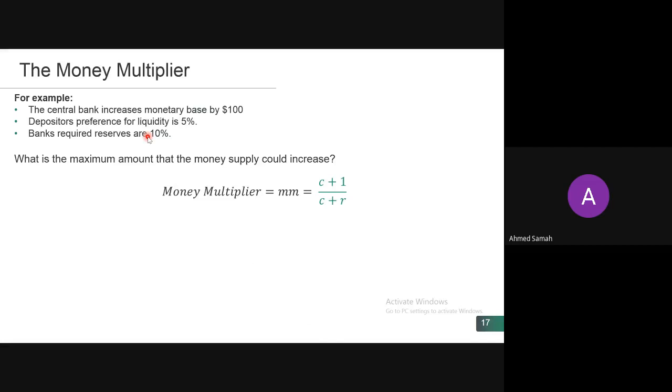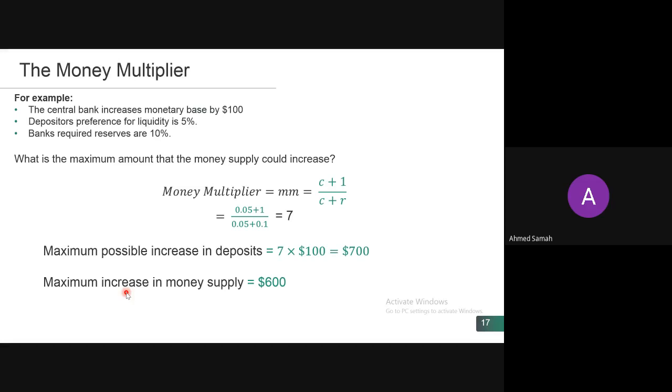If we input the numbers into the formula, this 5% is written in decimals as 0.05, and this 10% is written as 0.1. So we get a money multiplier of 7. So the maximum possible increase in deposits is 7 times this 100. So that is 700. Total increase in deposits and money. Maximum increase in the money supply is $600. A $100 increase in monetary base leads to an additional 600 increase in the money supply.